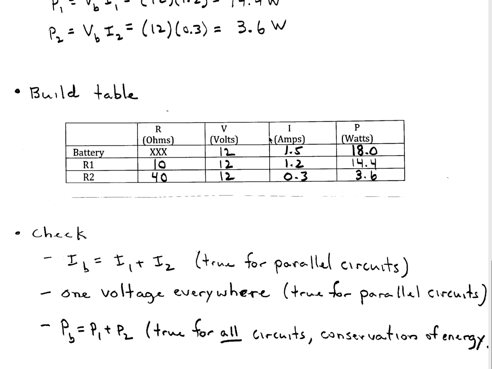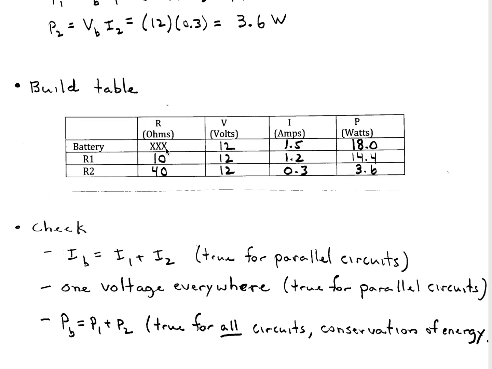From here, we can build a complete table for the circuit. I've listed the resistance, the voltage, the amps, and the power. With this table, it's easy to check if you've done the analysis correctly.